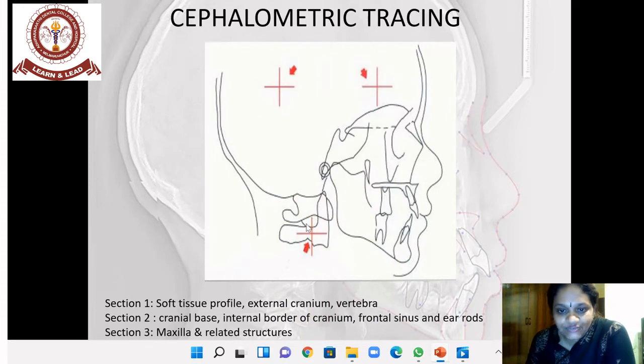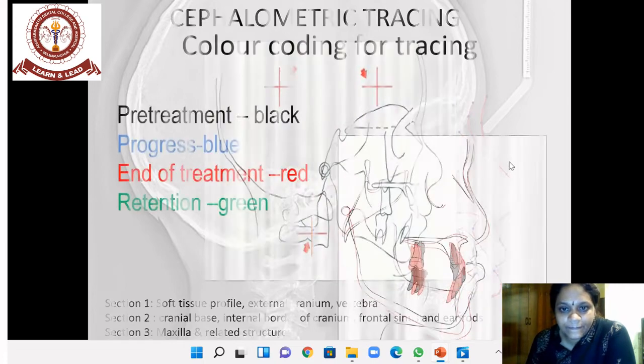Before starting a cephalometric tracing, the first thing is that the tracing will be done from outward to inward. The first thing is you will be tracing the soft tissue, followed by your cranial base and inner border of the cranium, frontal sinus and ear rods, and then your maxilla related structures, then your mandible related structures, and then correlating those structures along your cranial base.